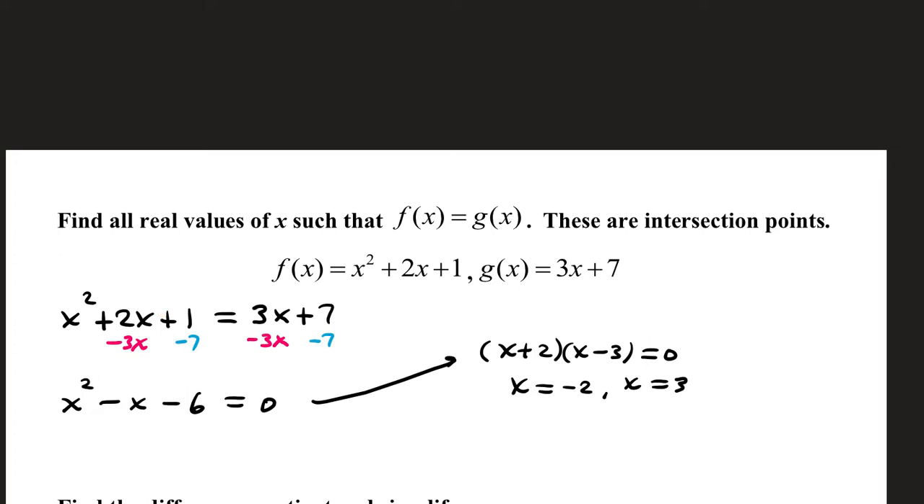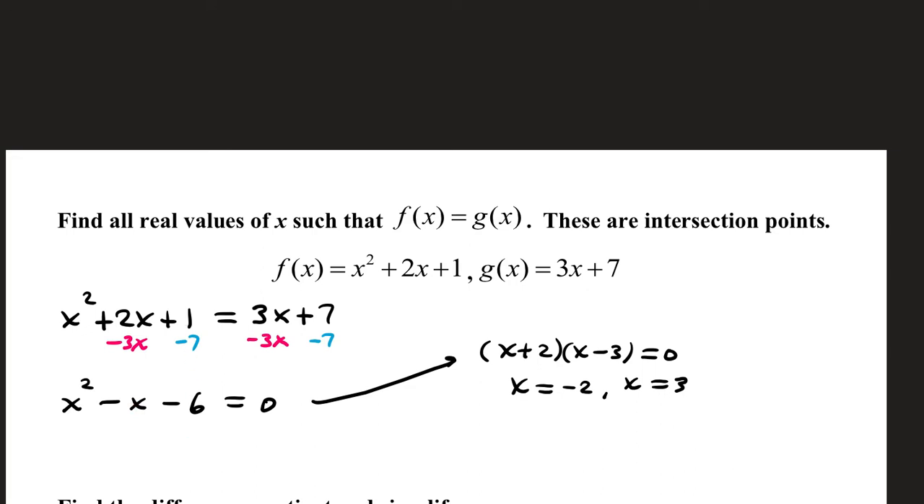When we set these functions equal to one another, there is a dominant quadratic term. And when I see that, I want to move all my terms to one side. Subtract 3x's from both sides, and then we're going to subtract a 7 from both sides. Really what we're after is getting it all on one side and equal to 0. 2x minus 3x, that's negative 1x. 1 minus 7 is negative 6.